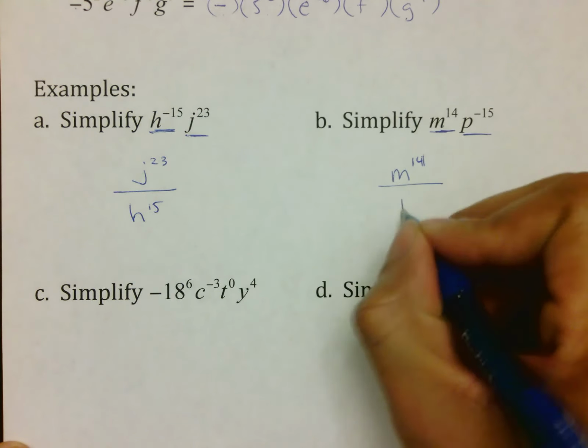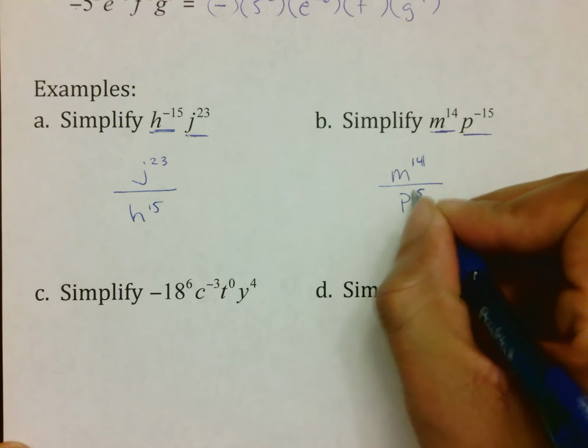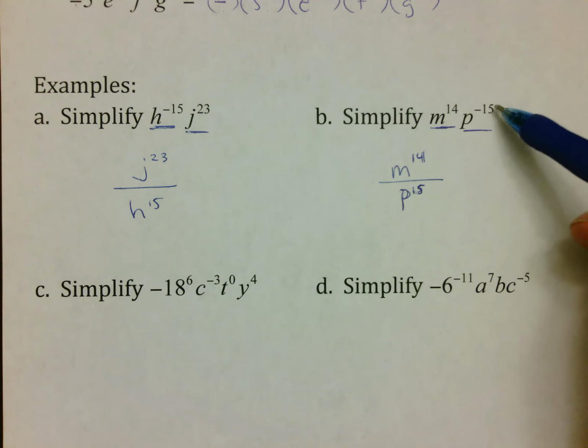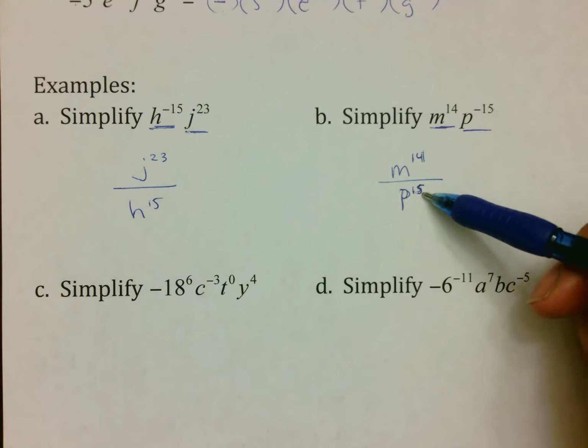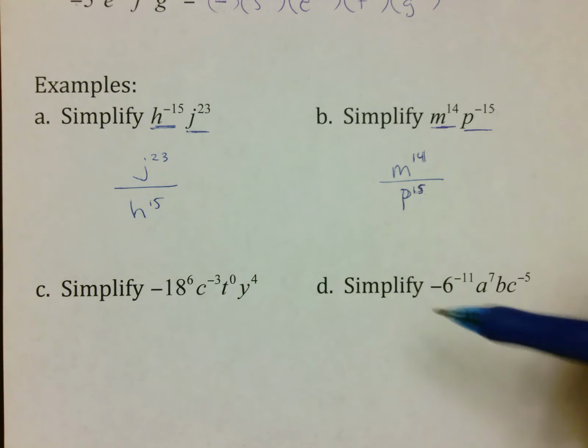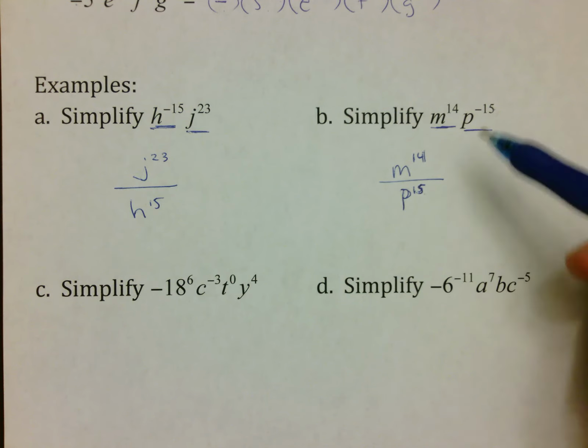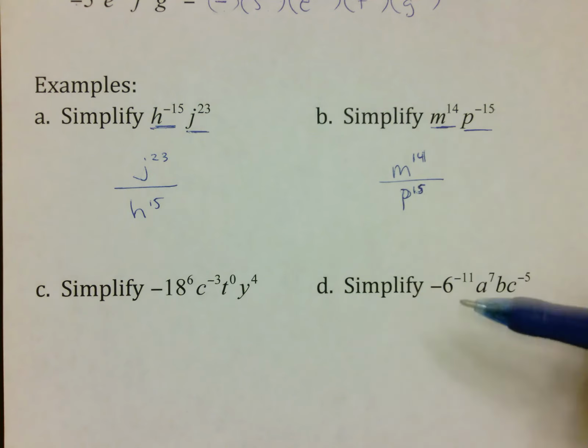p to the 15th comes down again, and it's a positive 15 because once it moves, it's where it wants to go. Again, a negative exponent means that it's happier on the other side. So this is unhappy on the top, so we move it to the bottom. And like we did on the other one, if it's on the bottom and negative, then you move it to the top, and it's happy where it's at there. So again, a negative exponent means move it to the opposite side.